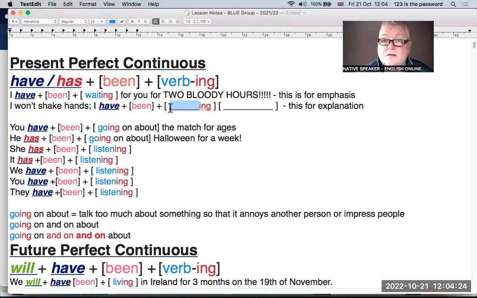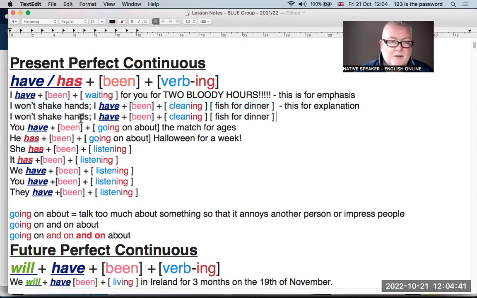Is there fish for dinner? Or you could say, I've been cleaning fish or preparing fish for dinner. Maybe that's one reason. Oh, Alba, your clothes are covered in oil or flour. What have you been doing?